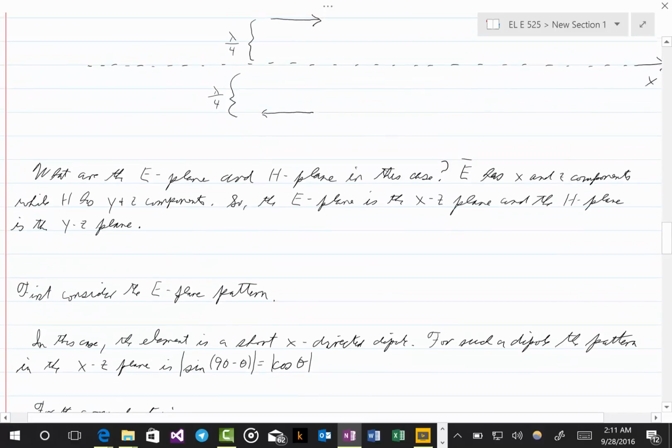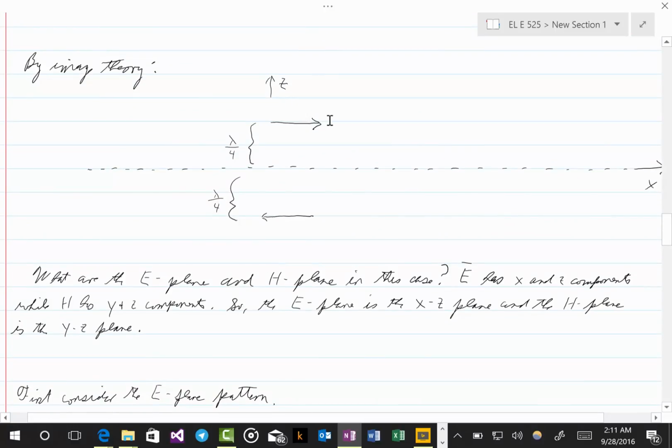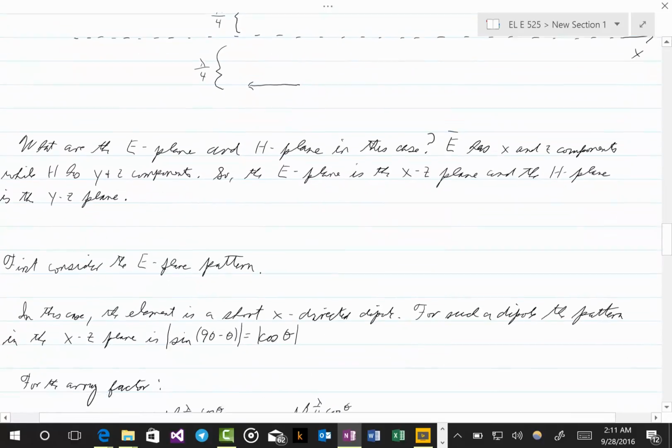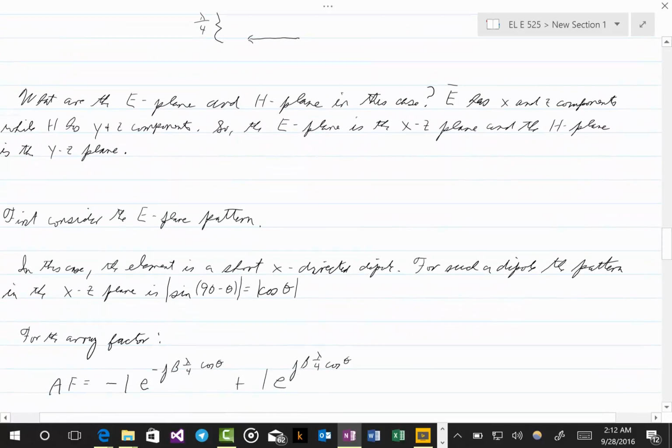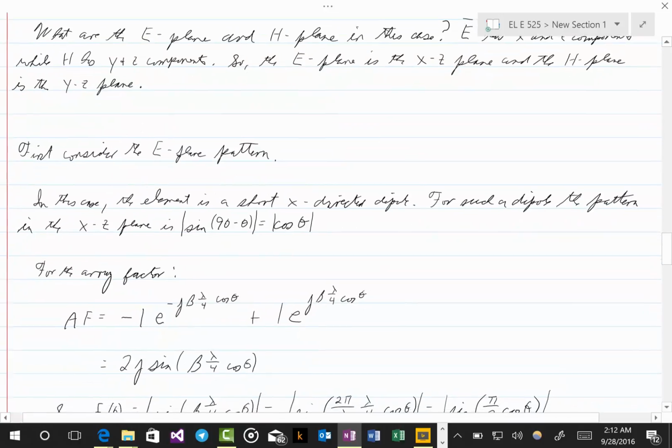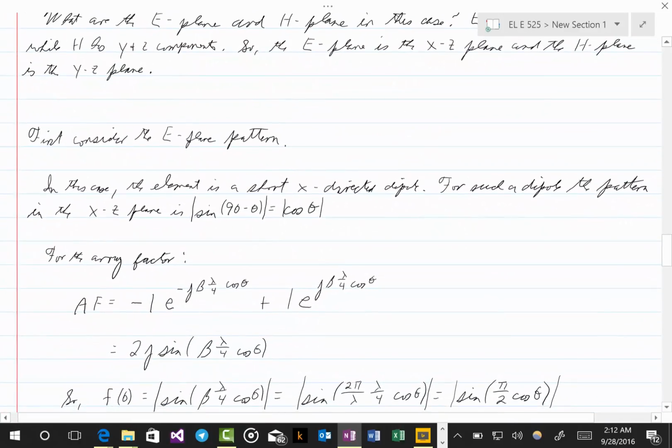Well, now our element is a horizontal dipole rather than a vertical dipole. Well, if you just think of treating the X-axis as the Z-axis, then you can see that the element pattern now, instead of sine theta, will become sine of 90 minus theta. And again, we need to take the absolute value. So we have the absolute value of sine of 90 minus theta, which will be, of course, absolute value of cosine theta. So that's our element pattern in this case.